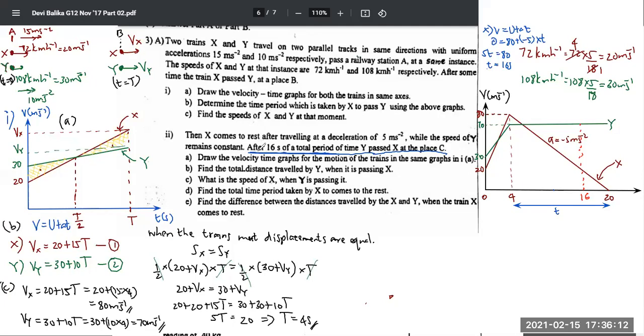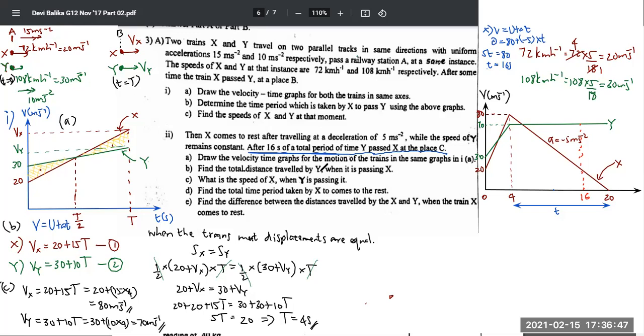In this question, after 16 seconds of total time, y passed x at place C. So from the beginning, after 16 seconds, at a point like this, y is passing x. That's what they have told. Draw the velocity-time graphs for the motions of the trains in the same graph. Right, done. That's drawn here. Up to 4 seconds we had already drawn, and the remaining part I have drawn. Y's graph remains constant because its velocity doesn't change, and x travels with the deceleration.